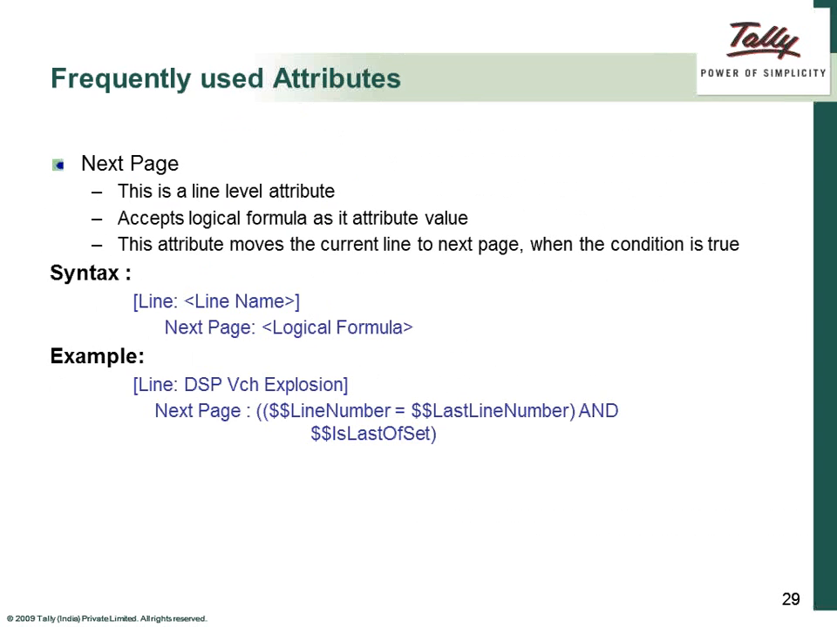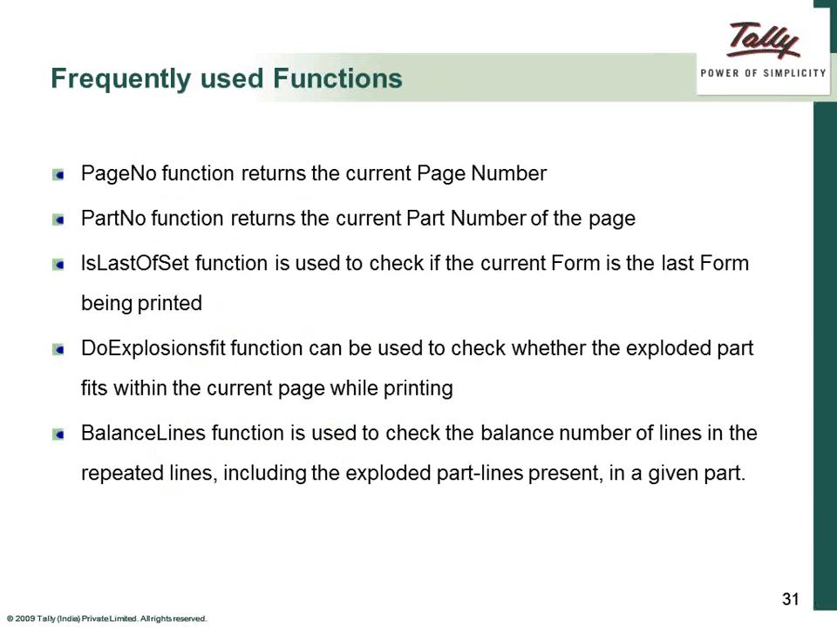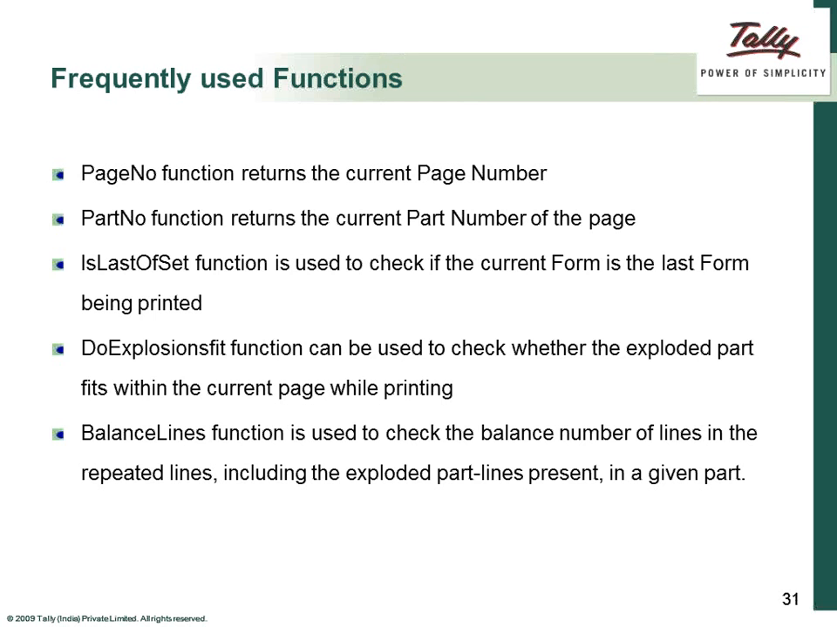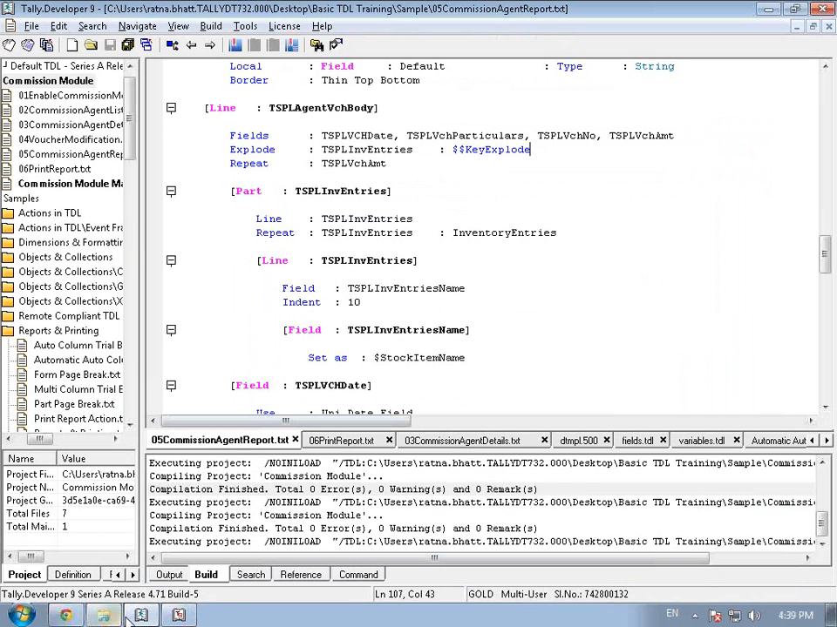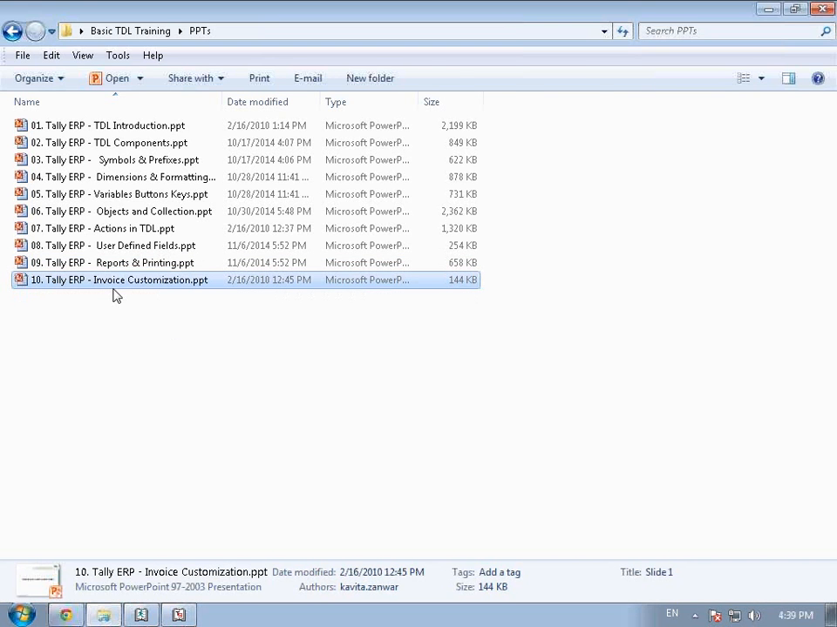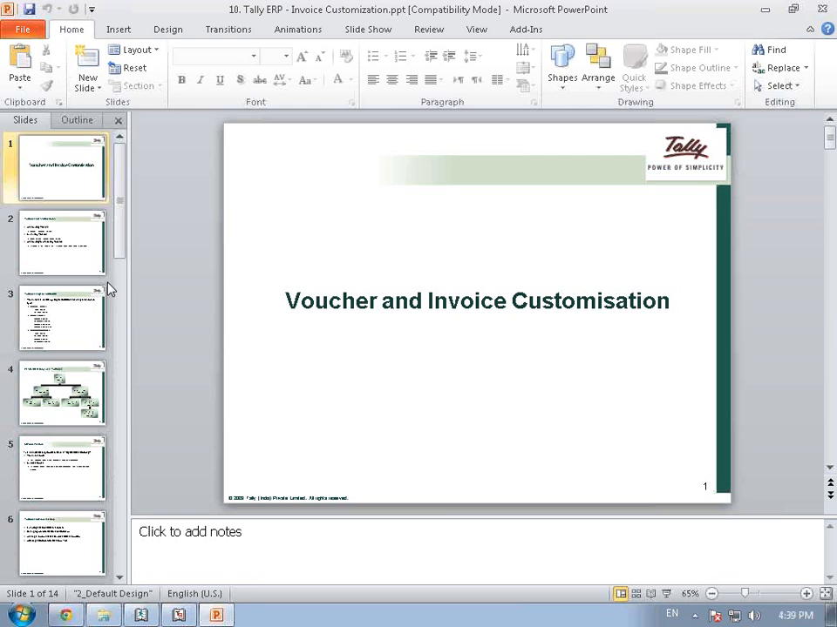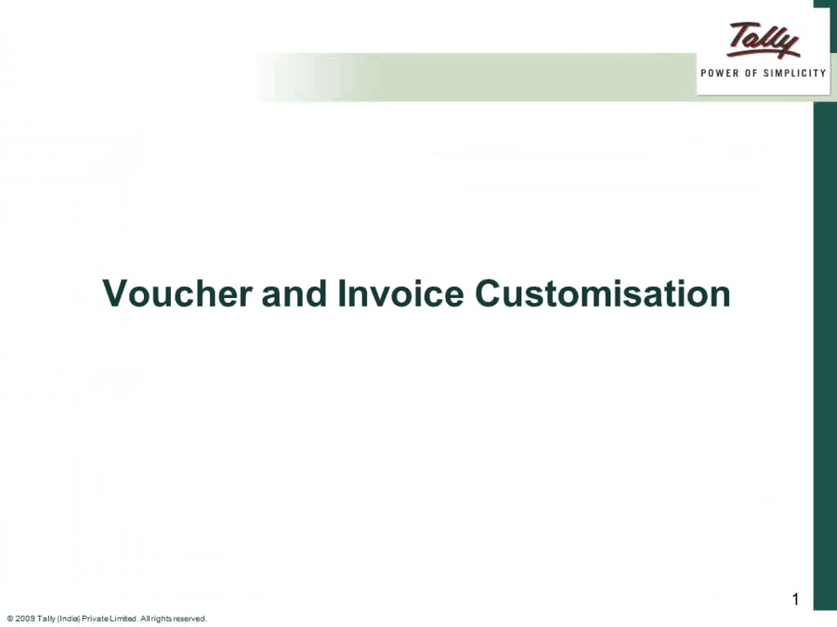Then we spoke about page breaks, frequently used attributes, right? And we did speak about these functions, right? Now we move on to the last part of this session, the invoice customization. See, again, this invoice customization or the voucher customization that we talk about, it's the same skeletons that we have: report, form, part, line and field. There is no change in that. Only thing that you need to understand is the hierarchy.